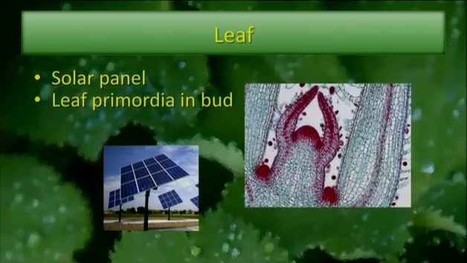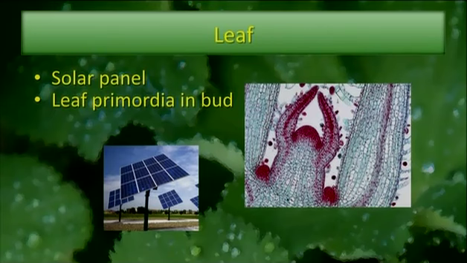Now, leaves all start as leaf primordia. And that's this here, a tiny little leaf. Of course here's the meristem, the apical meristem, and lateral buds. Here's a trace of vascular tissue, and here's another trace of vascular tissue in this larger leaf. Here are trichomes, or hairs, on the leaf.